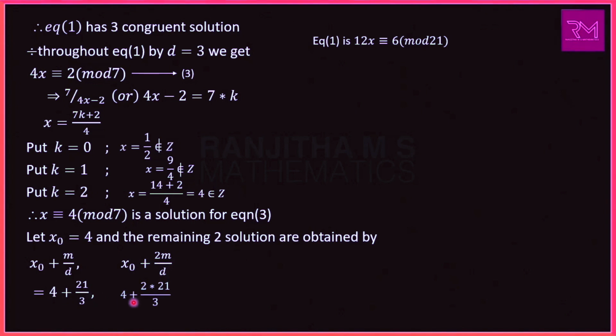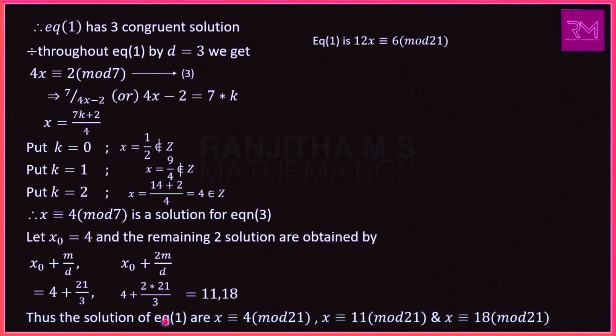Also we substitute x naught, m and d over here. We get x naught is 4 plus 2 into m is 21 by 3. Here also 3 sevens are 21, so 7 into 2 is 14. 14 plus 4 is 18. Therefore we get the values 11 and 18. So the solutions of equation 1 are x is congruent to 4 mod 21, x is congruent to 11 mod 21, x is congruent to 18 mod 21.